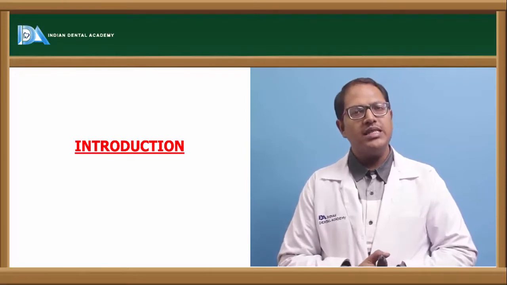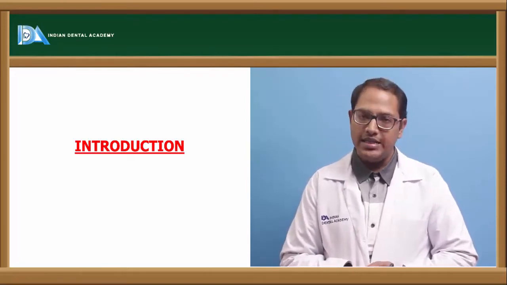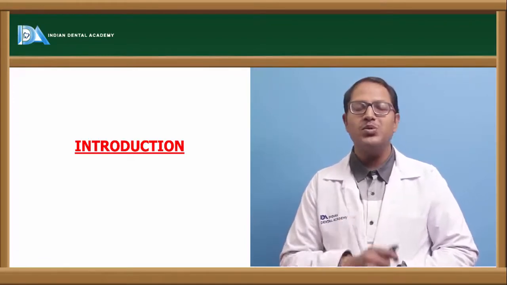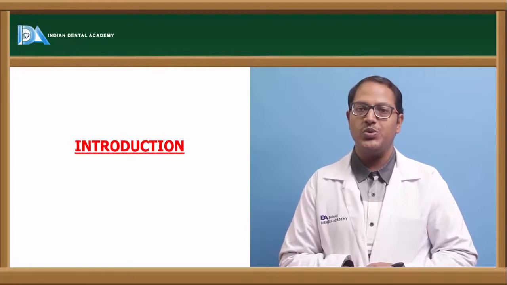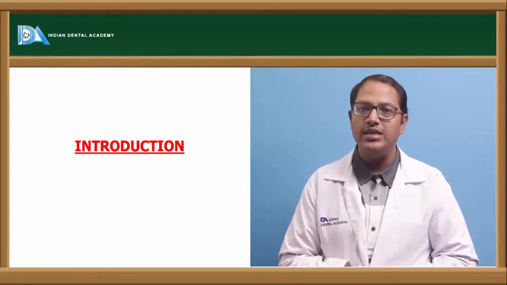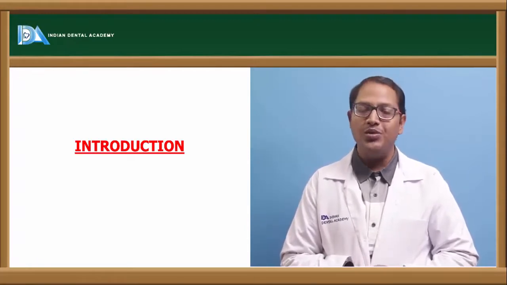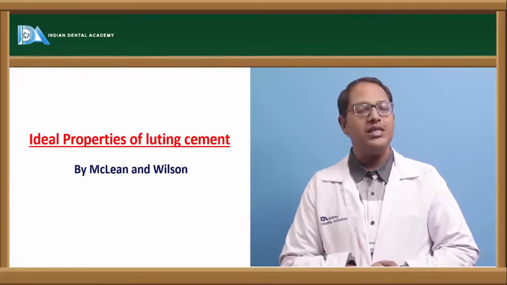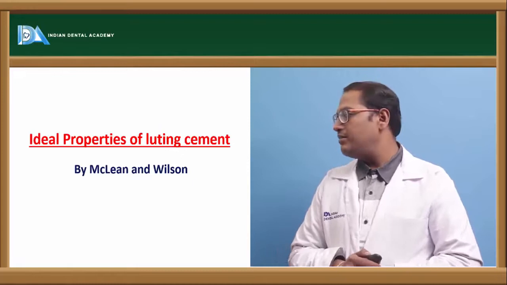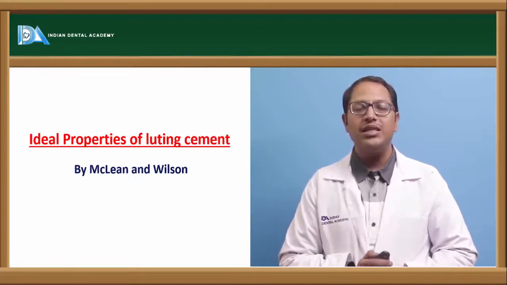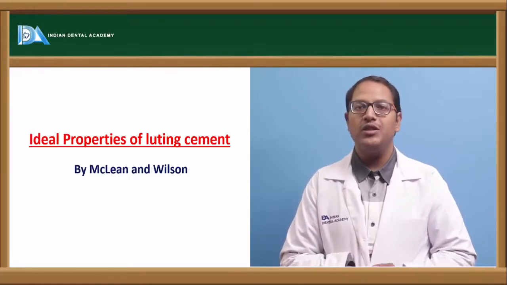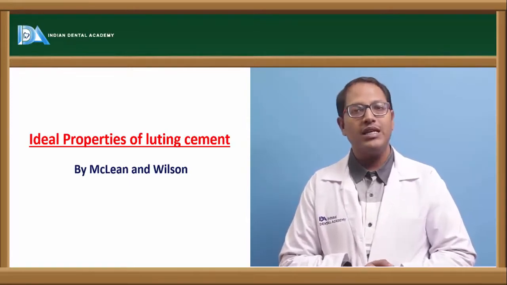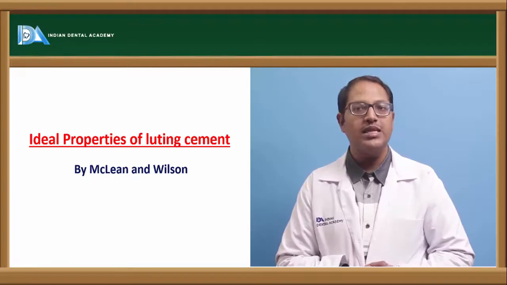So luting cement, is it different from restorative cement? Yes, it is different. How is it different? Because luting cement's film thickness will be only 25 micrometers, whereas that of a restorative cement, the film thickness will go up to around 40 micrometers. So everything has to have ideal properties. So Dr. McLean and Wilson gave certain ideal properties of a luting cement, like for example, low viscosity, the film thickness should be 25 micrometers as I told you.